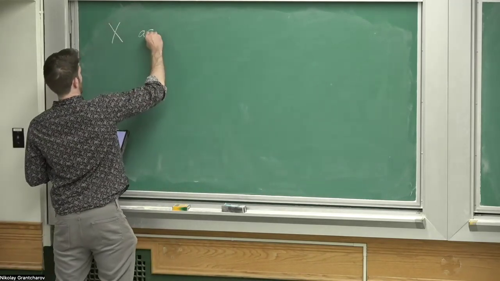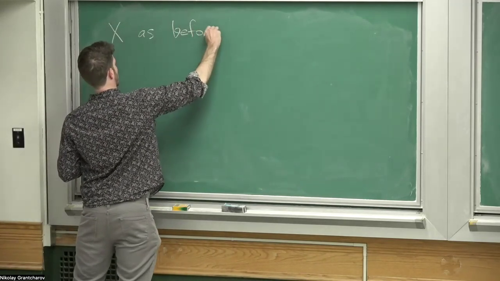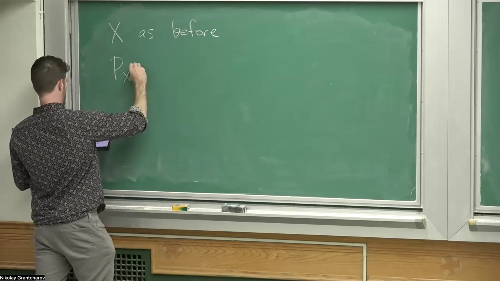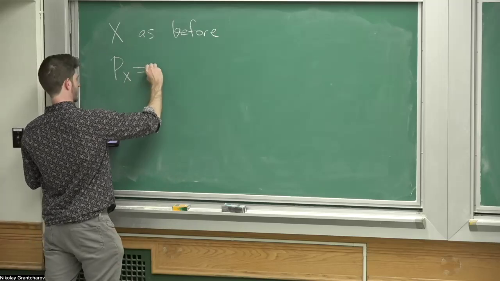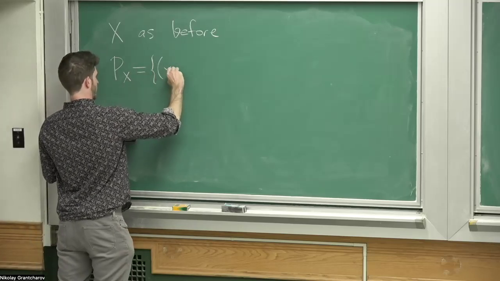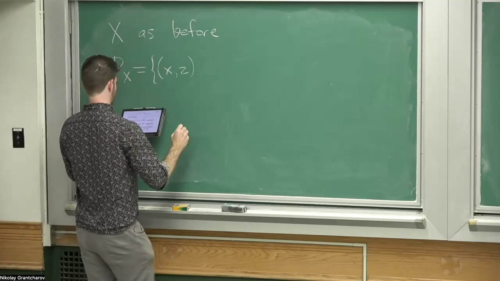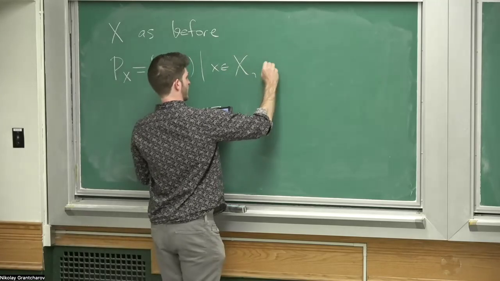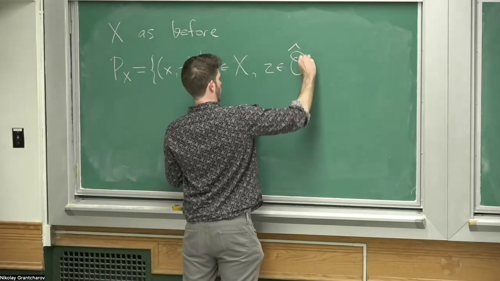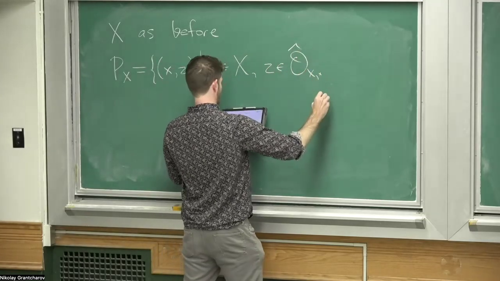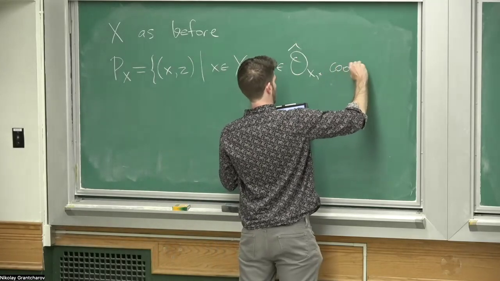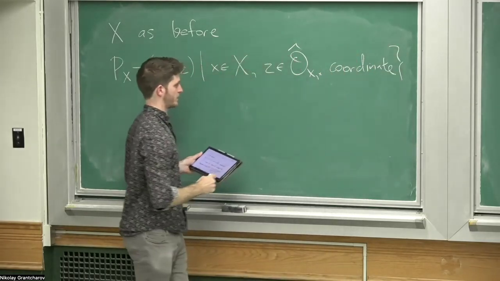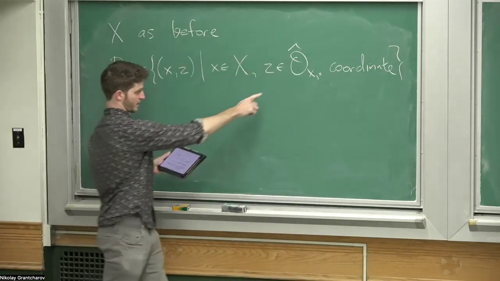So again, X is going to be a smooth curve. I'm going to consider the following space called Aut of X. It's going to consist of pairs (x, z), where x is a point of X, and z is a coordinate in the formal completion at that point x. Coordinate, or if you're number-theory inclined, you might say uniformizer, something that generates the maximal ideal here.